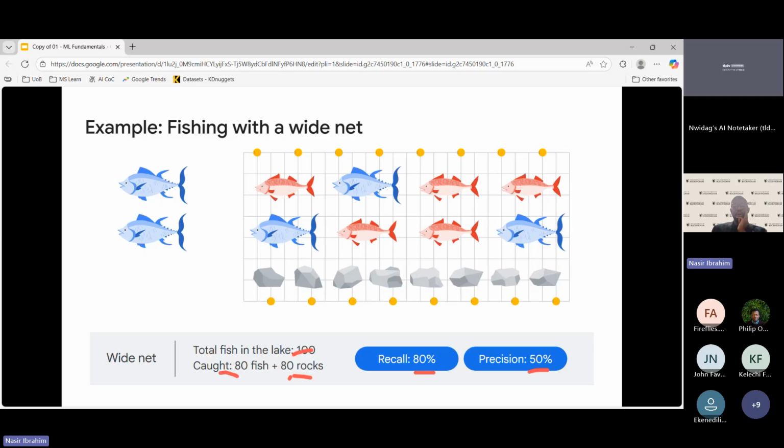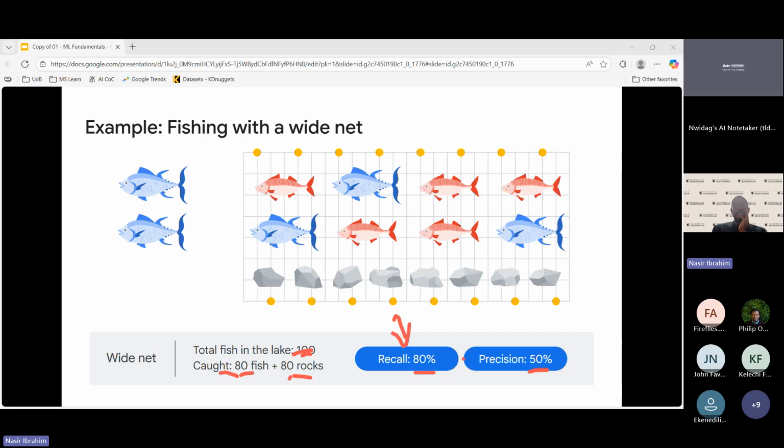You might ask, how would you get 80? How did you get 80% or how did you get 50%? Okay, so the recall is: out of 100 fishes, 80 of them were caught. That's why 80%.